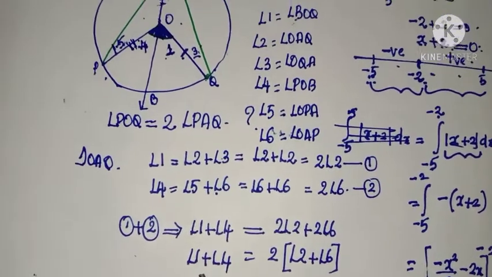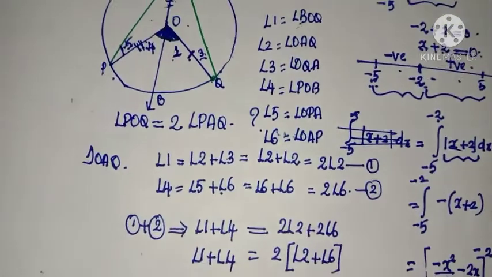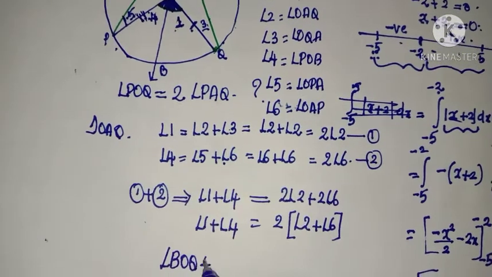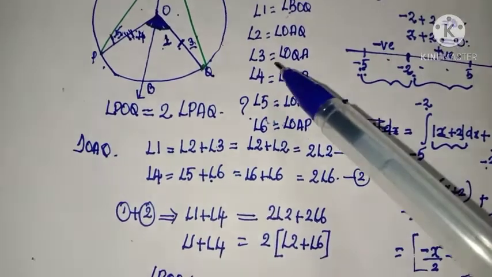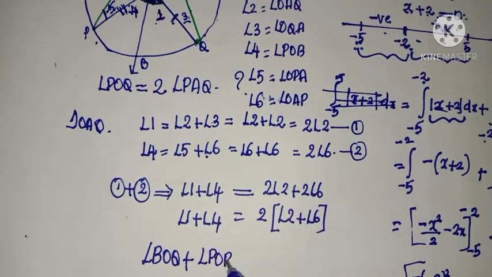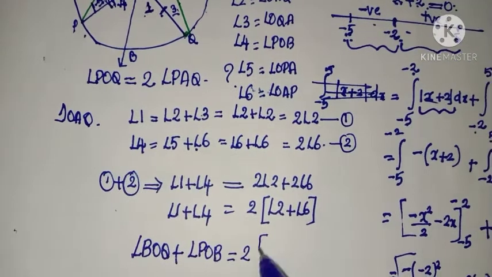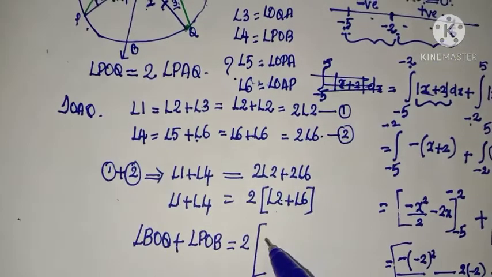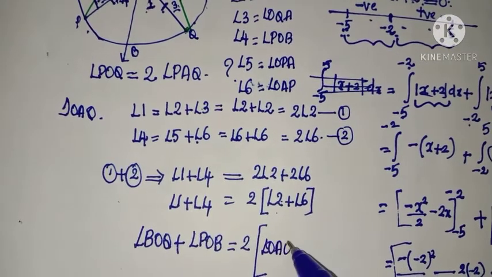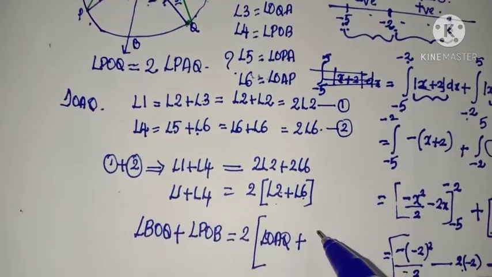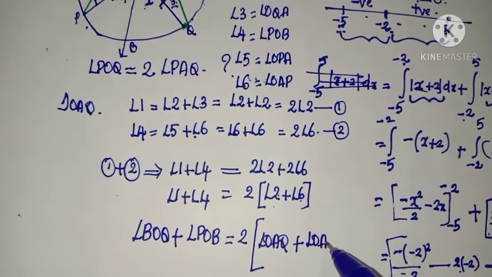Now replace. What is angle 1? Angle 1 is angle BOQ. Plus angle 4. What is angle 4? Angle POB is equal to 2 into angle 2. What is angle 2? Angle OAQ. Plus angle 6. What is angle 6? Angle OAP.